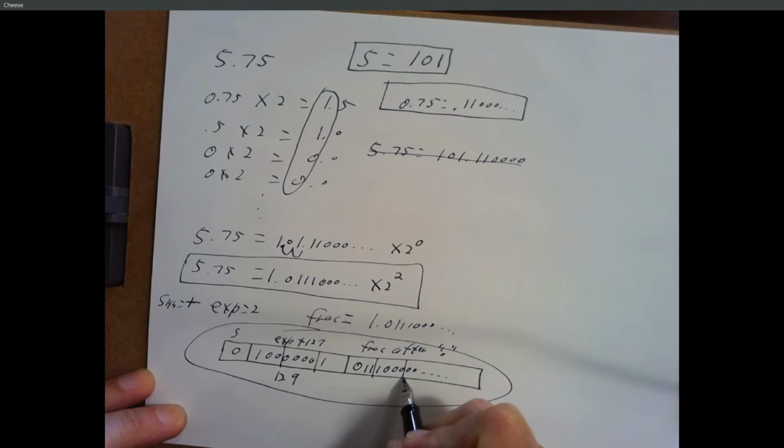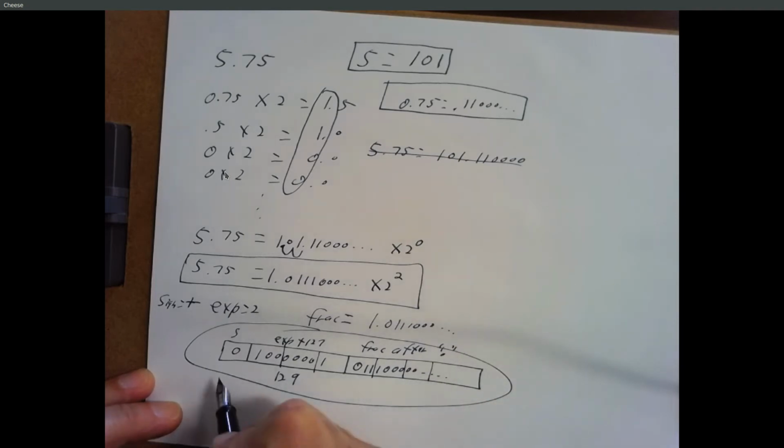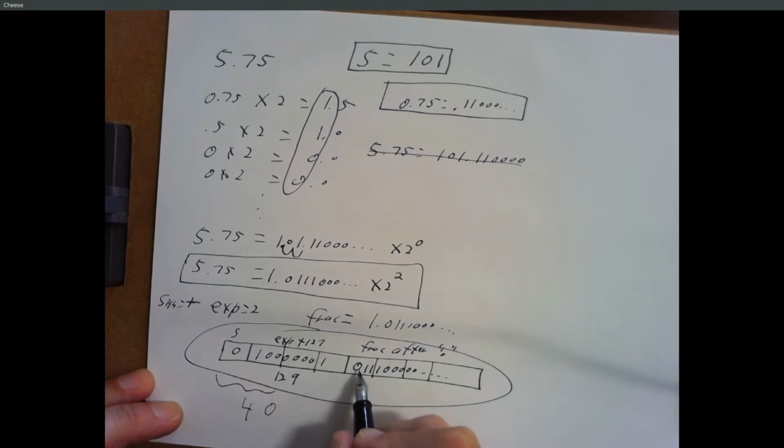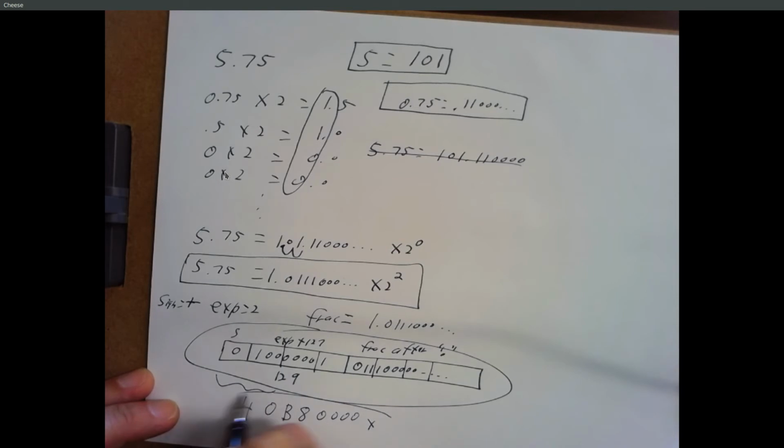And this is where many mistakes happen. So 0, 1, 0, 0 is 4, 0, 0, 0, 0 is 0, 1, 0, 1, 1 is B, 1,000 is 8, and everything else is 0. So there's your final answer.